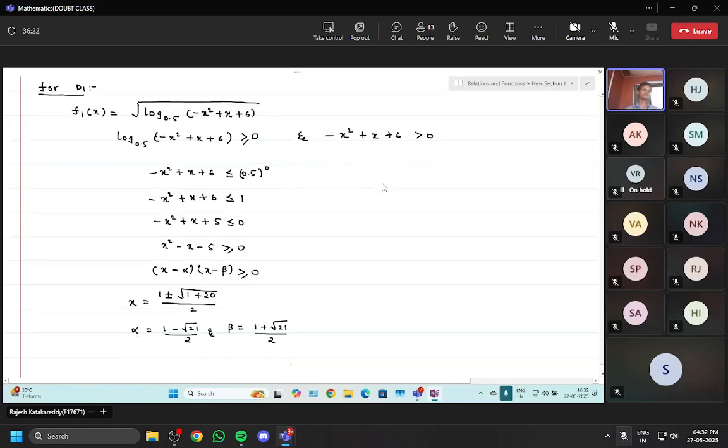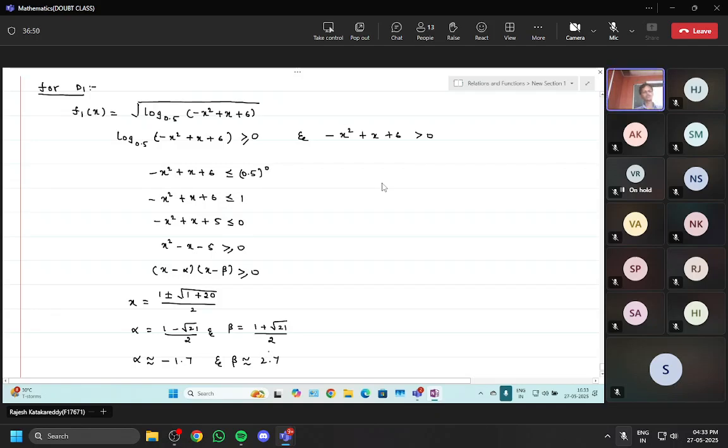Root 21, if you see, it is in between 4 and 5. So 4.4 or something we can take. There is no problem in that. If I take 4.4, alpha will be approximately 1 minus 4.4 by 2. This is minus 3.4 by 2, which is approximately minus 1.7. Beta is again 1 plus 4.4 is 5.4 by 2 is 2.7.